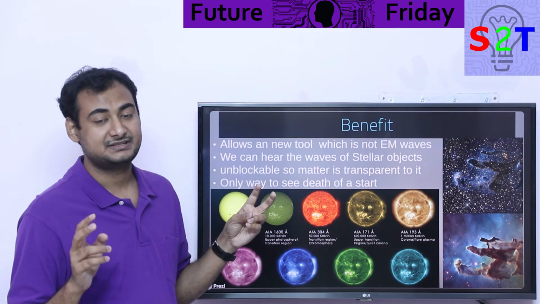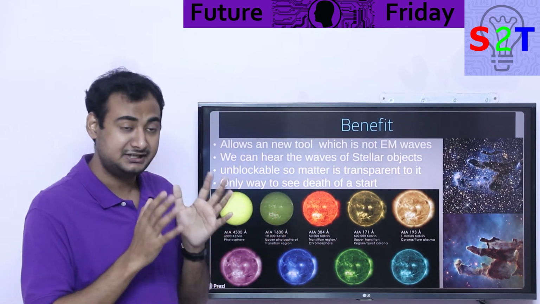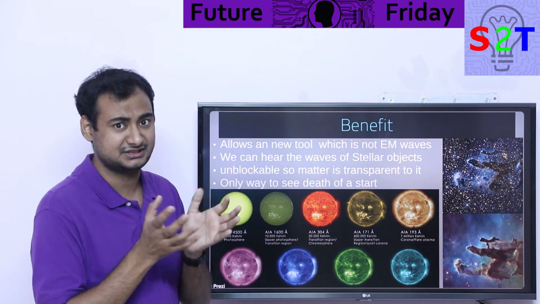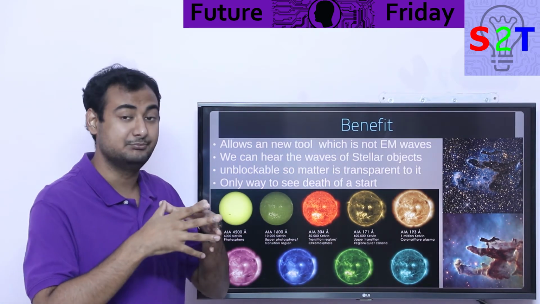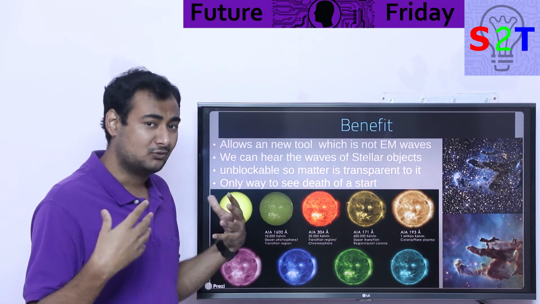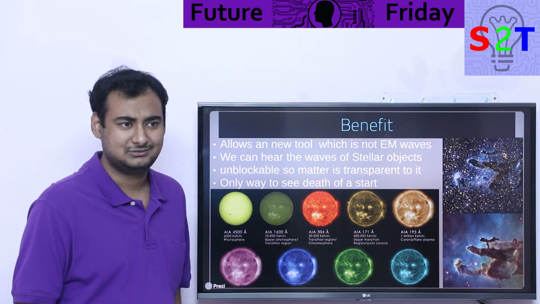Now, when I'm specifying stellar objects, I do mean big things. Right now, we are limited by our sensitivity, like how sensitive our equipment is. But big things like a supernova, hypernova, kilonova, all these things also create sound. Now, what is the benefit of that? Like, what's the point?